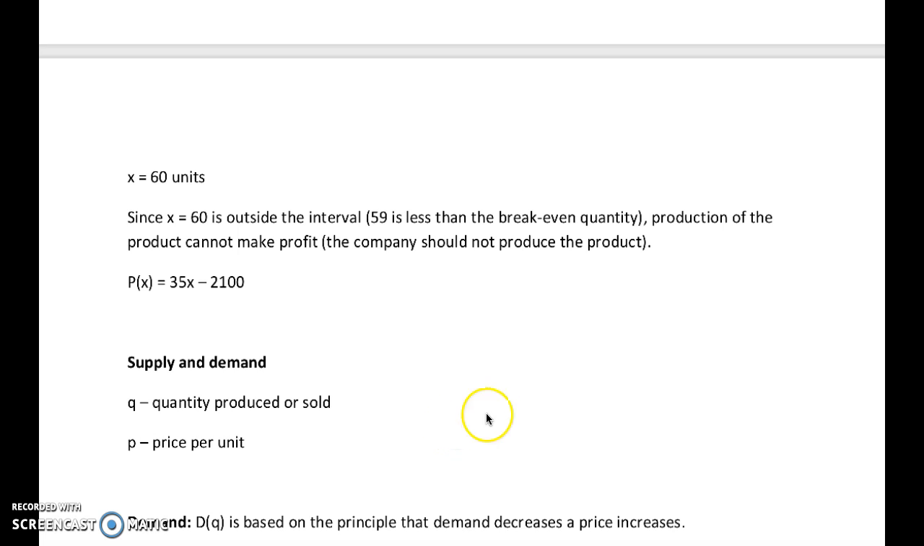All right. So when we're talking supply and demand, our Q is the quantity produced or sold.